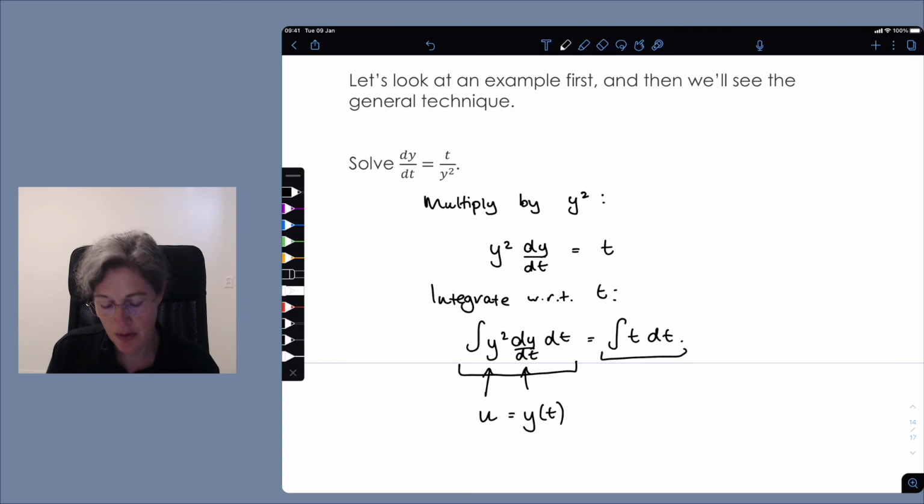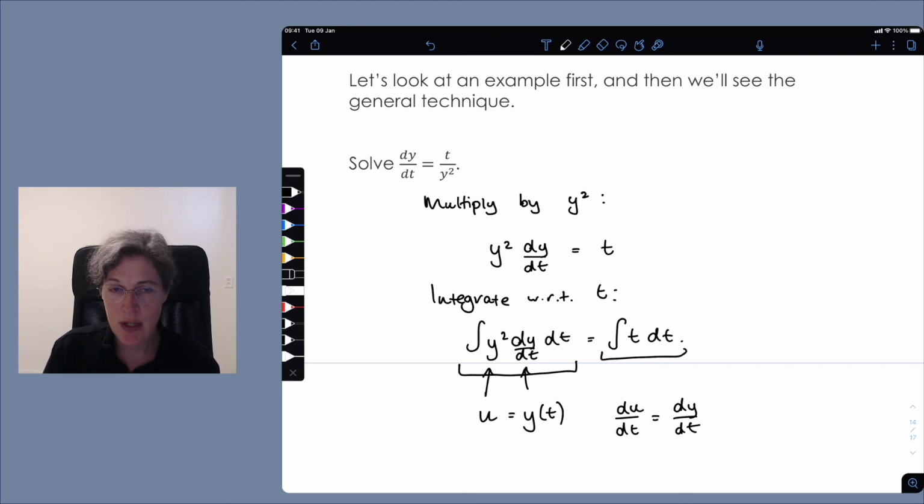Seems weird? Bear with me. Okay, so what happens if I take the derivative? Because that's what we do at the next bit for integration by substitution. Well, I get du by dt is equal to dy by dt. So far I don't seem to have achieved anything at all. But remember, we now do the kind of magical multiplying through by our dt.